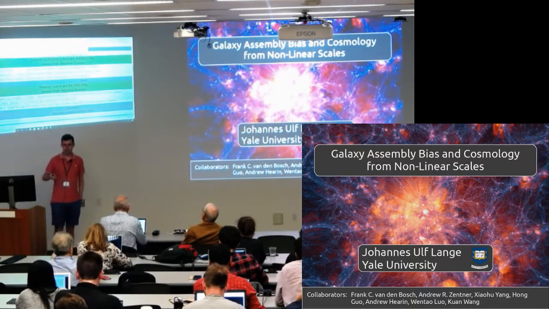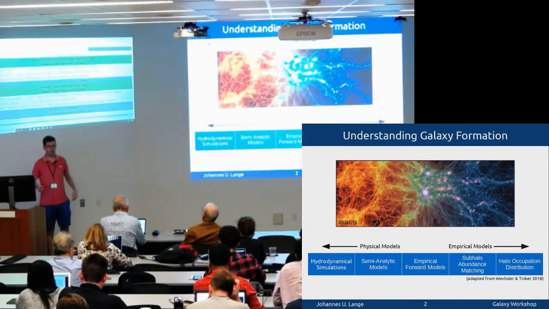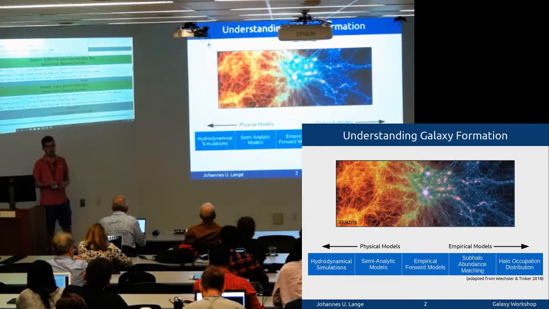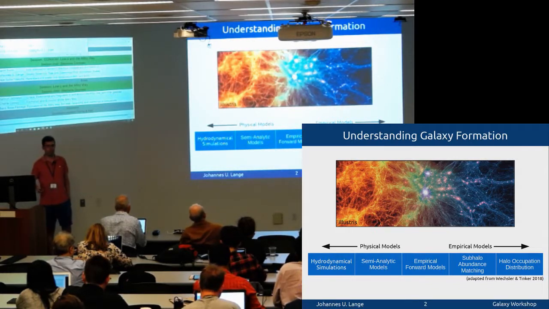So if you're interested in modeling galaxy formation, there are different kinds of models you can use. There are hydrosimulations, semi-analytic models, empirical forward models, like, for example, UniverseMachine, subhalo abundance matching, and finally, HOD modeling, halo occupation distribution. And if you arrange them like this, you can say that models on the left are more physical and models on the right are more empirical.